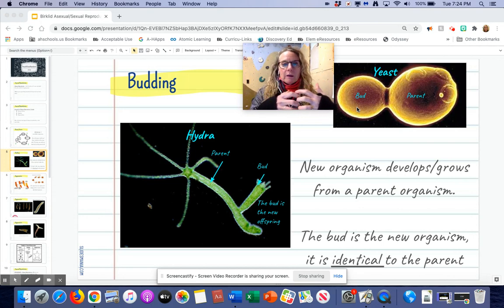So if you think of it that way, budding is growing a new human that is genetically identical. So it would be exactly like that. So the chromosomes are exactly the same.